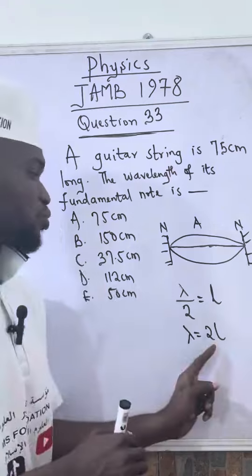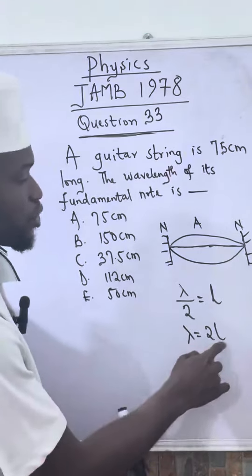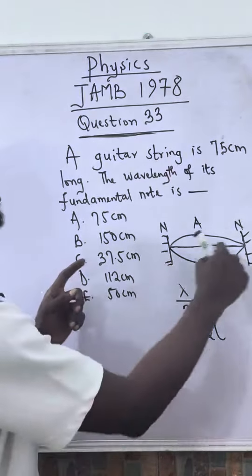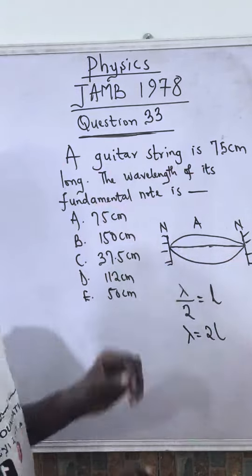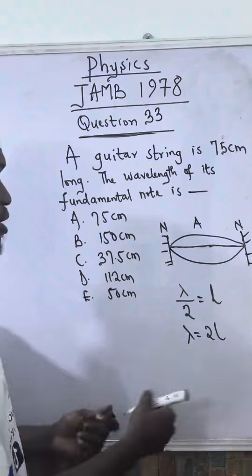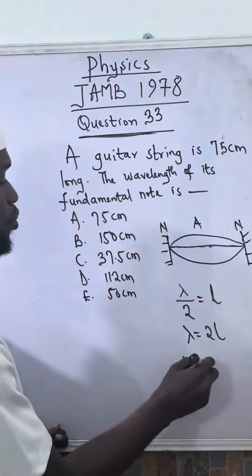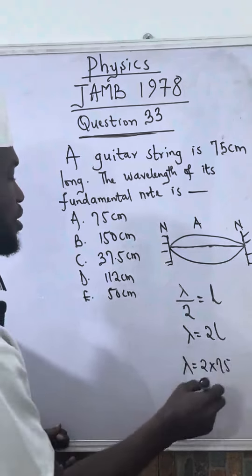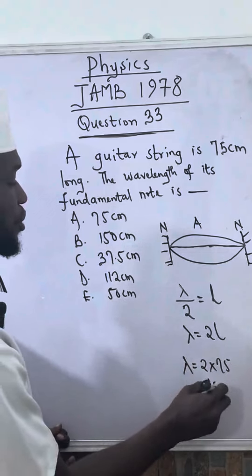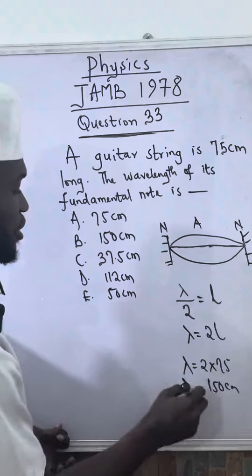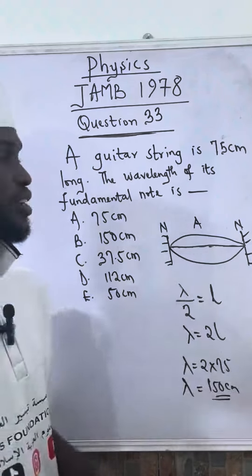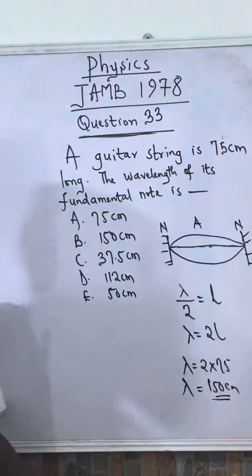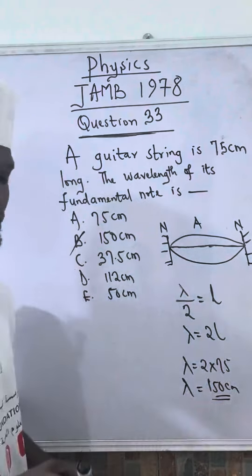So now, to get the lambda, I will just substitute for L. You know that the length of this string from the question is 75 centimeters. So I'll put 75 here. That means lambda equals 2 times 75 centimeters. That will give me 150 centimeters. That is the wavelength of the fundamental note. Check the options. See, option B is the correct answer.